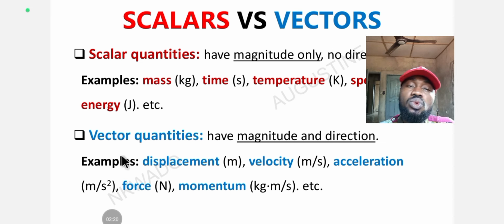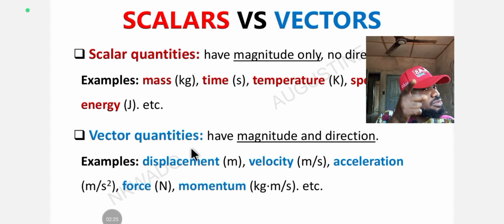Let's look at the examples of vector quantities. We have displacement. Displacement, there is magnitude, there is force, and there is direction. Remember, displacement is the distance covered in a specific direction. The next we have here is velocity. Velocity has magnitude and it also has direction. It's directional.